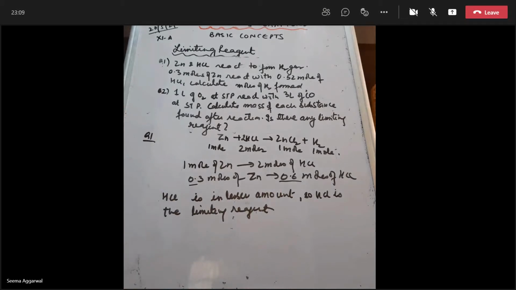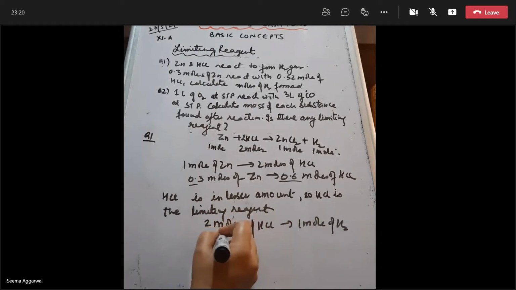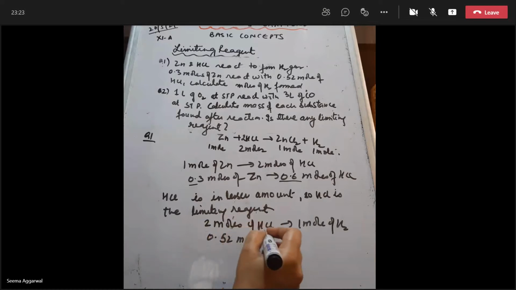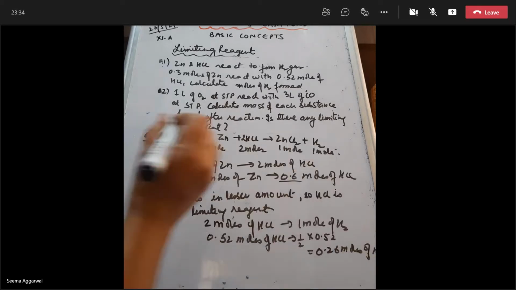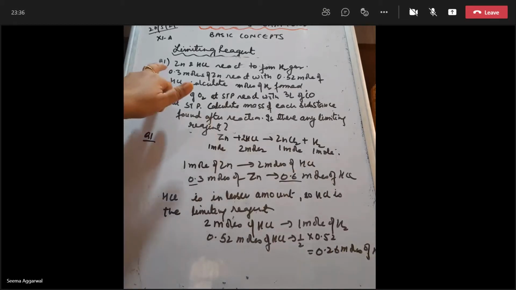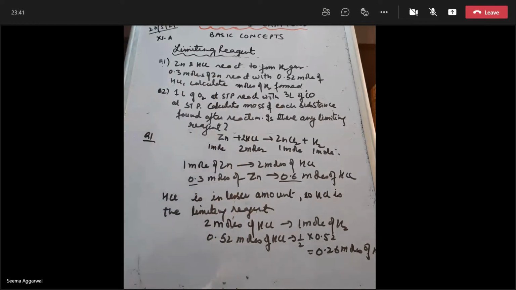Okay, now tell me. 2 moles of HCl form 1 mole of H2 gas. Yes. Then, ma'am, 0.52 moles of HCl will form 0.26 moles of H2 gas. Yes, very, very good. 0.26 moles of H2. Okay, so there is a limiting reagent. I already said that where the amounts of both reactants, zinc and HCl, are given, it means there may be a limiting reagent.